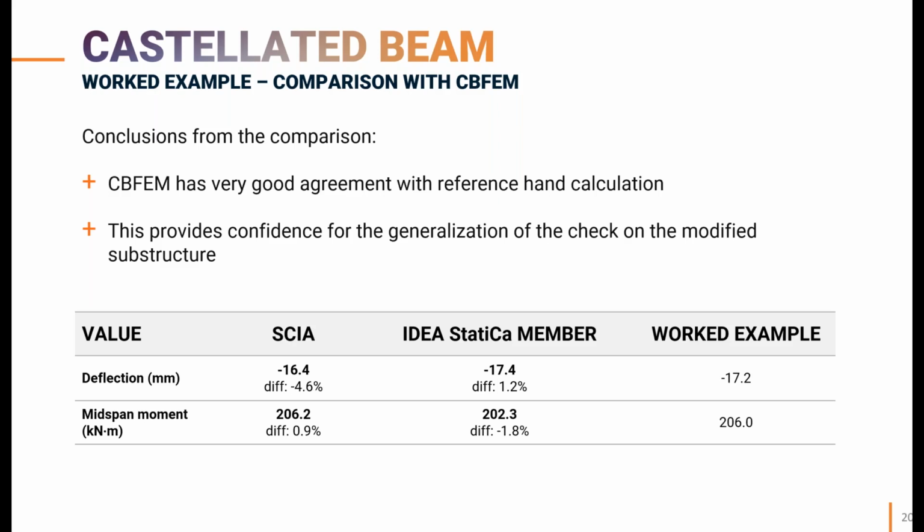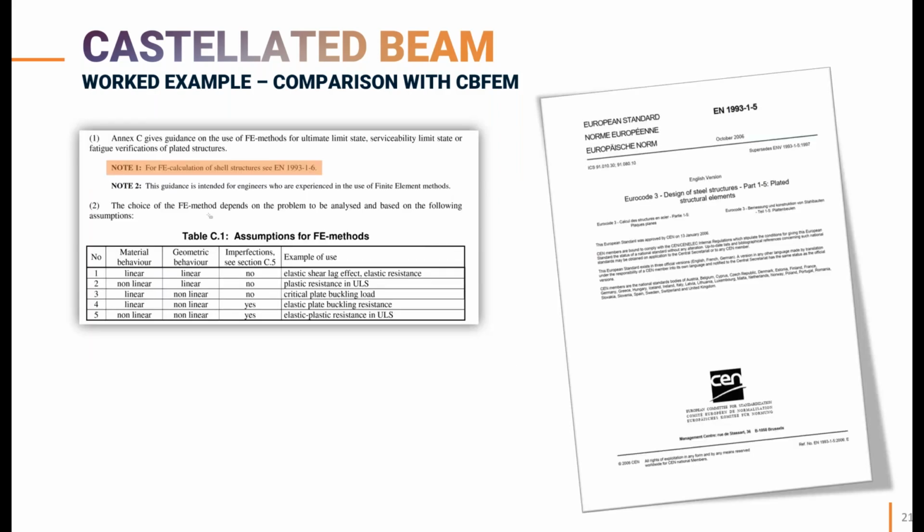However, at this point, we need to return back to the requirement saying that the method is valid for structures that are not susceptible to buckling, and we need to demonstrate how to ensure that our structure is not susceptible to buckling. Since the analyzed substructure is made of shell elements, the code points to the relevant provisions of another part of the code, which is EN 1993-1-6.